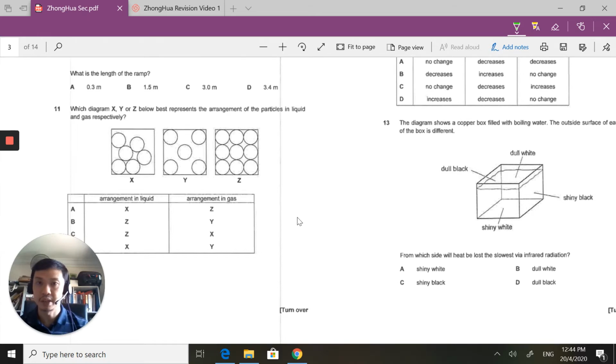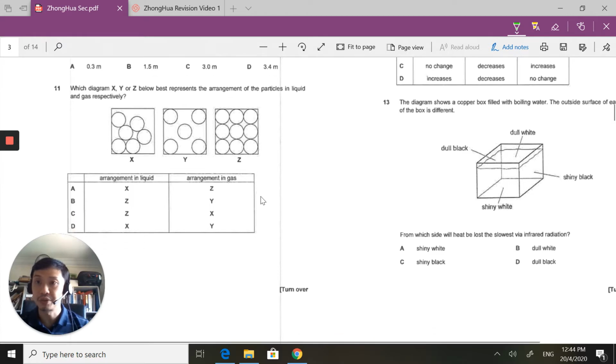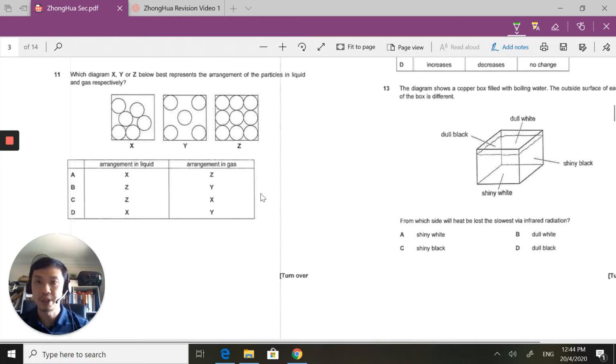Welcome back to part 2 of the MCQ. Same thing, please do it before or after you watch my solution to each MCQ question. There's really no point just watching it if you don't want to try it out yourself. All right, so questions 11 to 20 for this video, MCQ ZhongHua N-level paper.